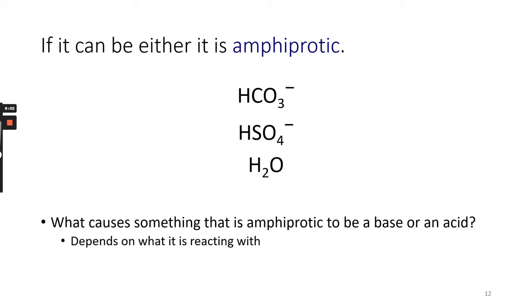So here are three other examples of substances that can be an acid or base. What causes something that is amphoteric to be a base or an acid? It depends on what it's reacting with. If these substances are reacting with acids, then they will act as the base. If they're reacting with bases, then they will act as the acids.